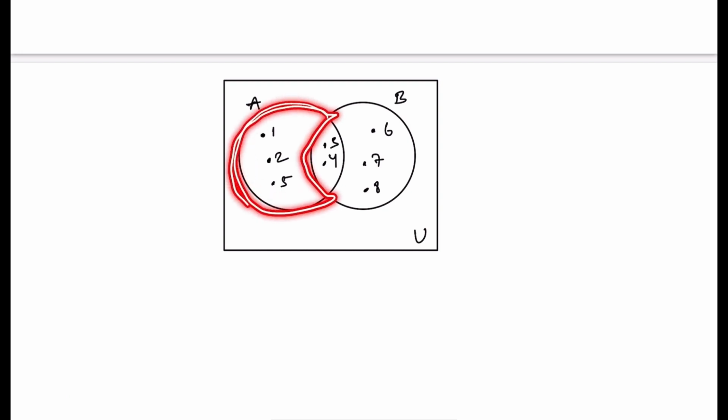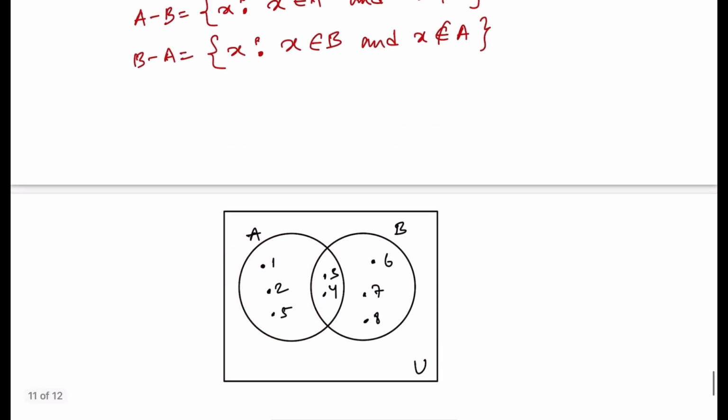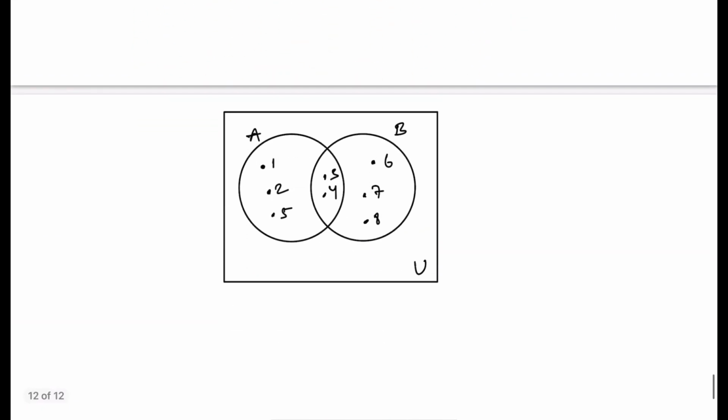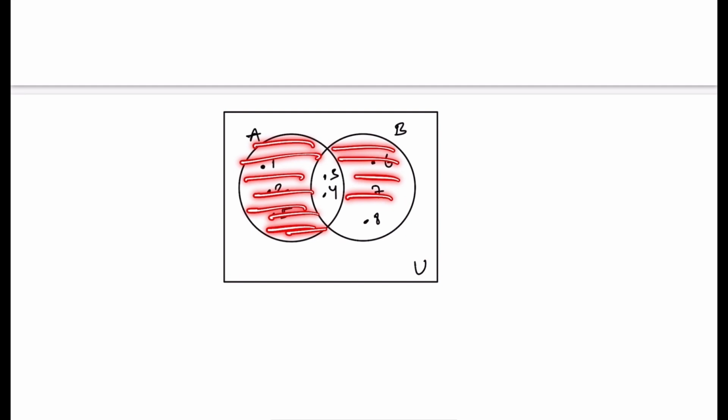This is the region that has elements 1, 2, 5, this moon-shaped region. Similarly, B minus A has elements 6, 7, 8. So this is the region that has elements 6, 7, 8. So this is the region for A minus B and this is the region for B minus A.